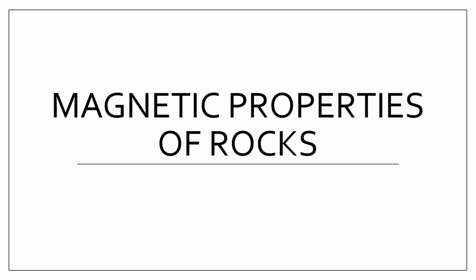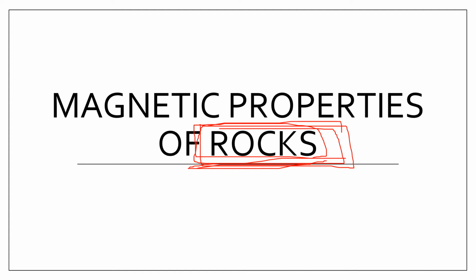Now let's talk about the magnetic properties of rocks. There is an emphasis on rocks because magnetism is highly influenced by mineralogy, and rocks in particular have minerals. Technically you also have soils, but most of the minerals that have significant magnetic properties are found in rocks.